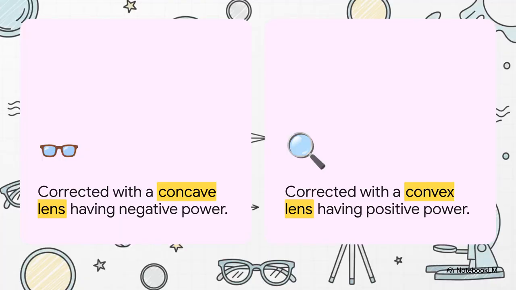But this is exactly where we use the physics of lenses to solve our biology. To correct myopia, we prescribe spectacles with a concave lens, which has a negative power. It diverges the light rays just enough before they enter the eye so they land perfectly on the retina.